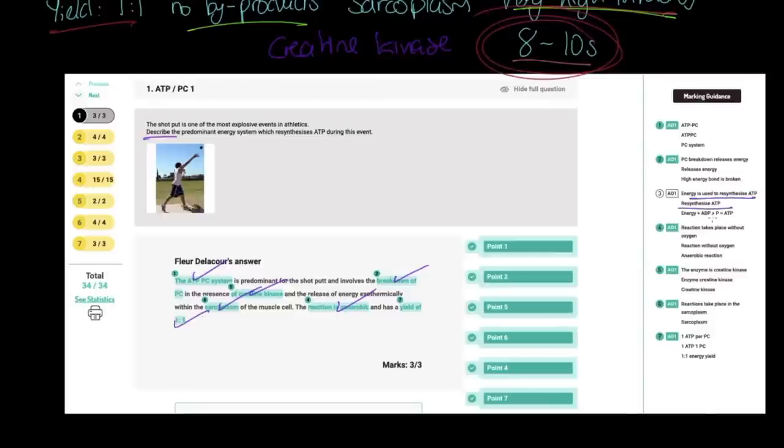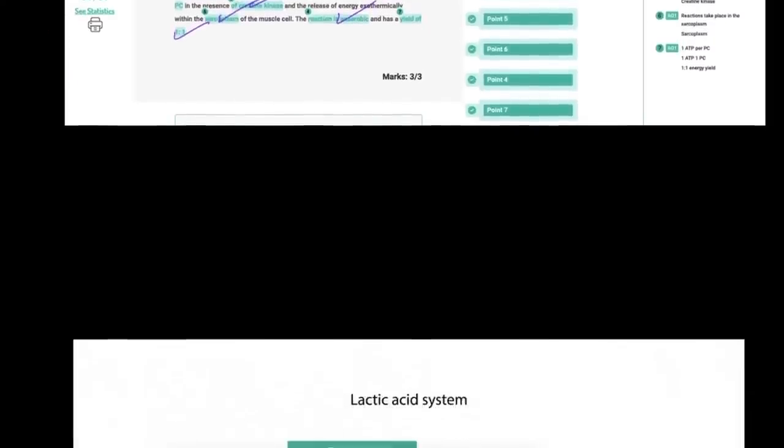What didn't we include there? It's used to resynthesize ATP. I tell you what, that shouldn't be there because it's part of the question. I'm not happy with that mark scheme. That shouldn't be in there because it's effectively named in the question, so we won't credit that one any further. So there's our alactic acid or our ATP-PC system.